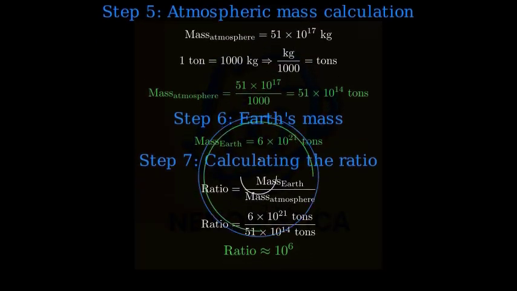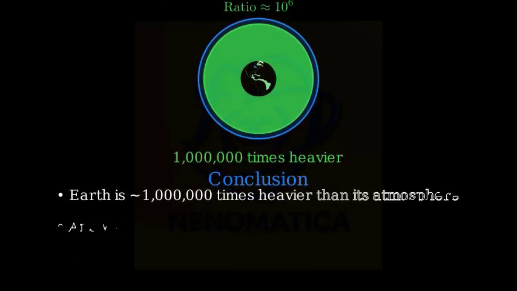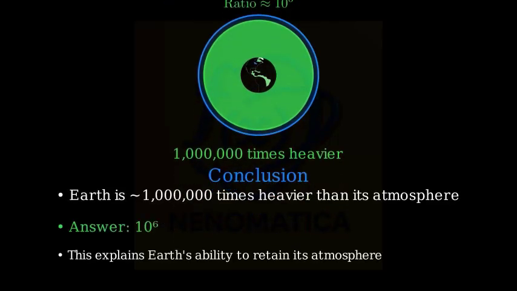This gives us approximately 10 to the 6th, or 1 million. In conclusion, the Earth is approximately 1 million times more massive than its entire atmosphere. This means that option D, 10 to the 6th power, is the correct answer.